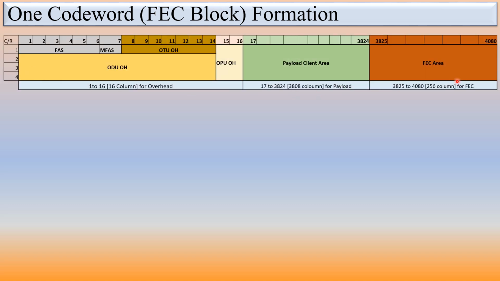You can see here this is the OTN frame structure. In the OTN frame structure, this is the column and this is the row. You also know that there are 4080 columns and 4 rows. Column 1 to column 16 is reserved for the overheads. Column 17 to column 3824, a total of 3808 columns, is reserved for the client payload area. And column 3825 to column 4080, 256 columns, is fixed for the FEC area.